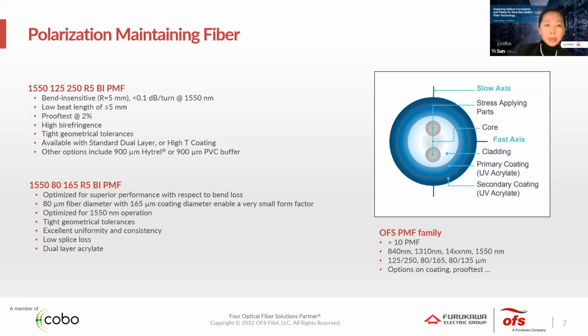When standard dimension with bending sensitive, the key parameter here is the proof test at 2% to improve reliability. It has a tighter geometrical tolerance, and it's available with a high temperature coating, again for reliability improvement. And there's also a reduced cladding design. It's optimized for bend loss also, with tighter geometry and low splice loss.